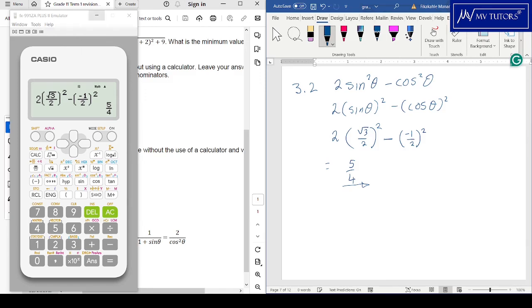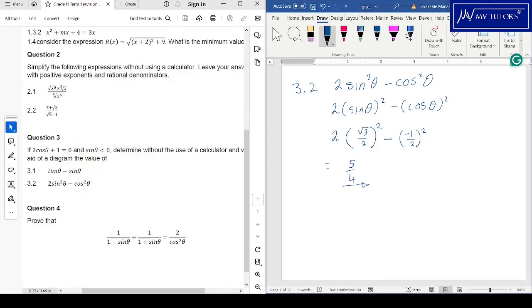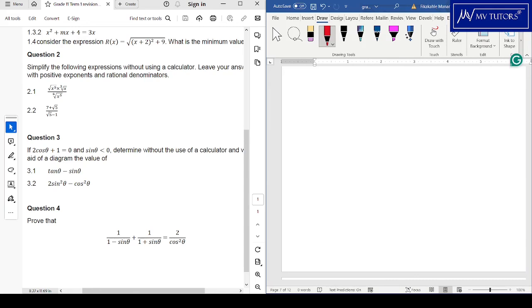That's it. We're done with question 3. Let's go to question 4 now. Okay, so question 4 says prove that the left hand side is equal to the right hand side, basically.